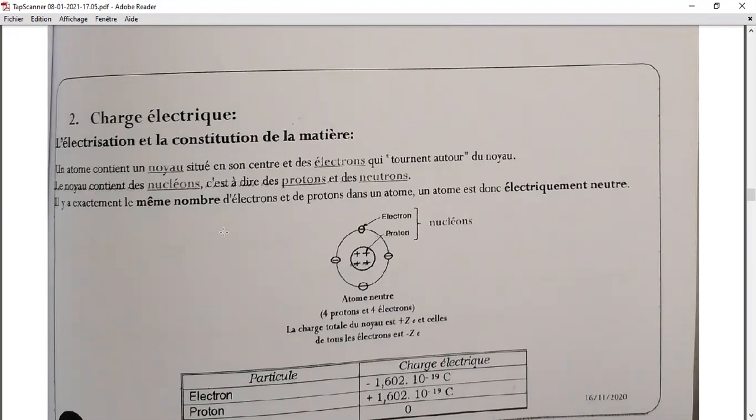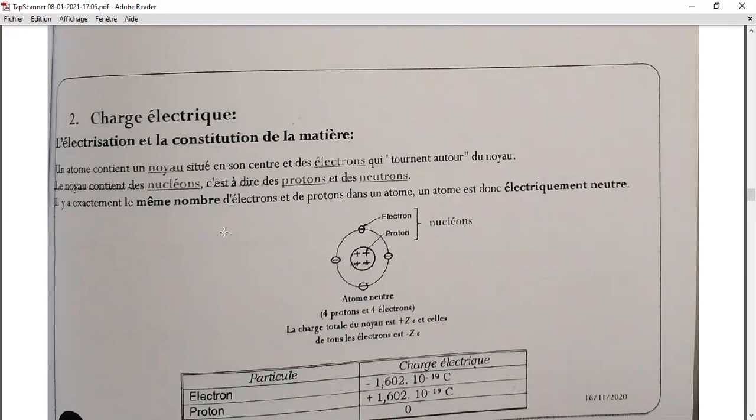Because of this, we see that when you have an atom on itself, which has equal numbers of protons and electrons, it is neutral, or neutre. Neutre means it is neutral, it has equal numbers of protons and electrons. So it cannot do the attraction, all those things.